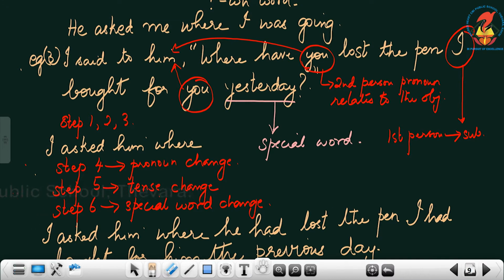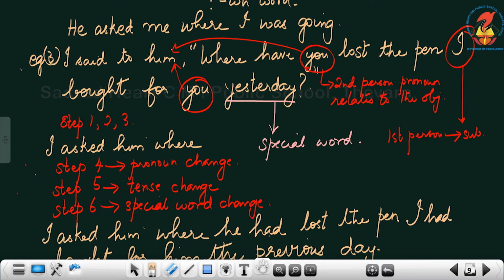And again another pronoun is coming. This you is again relating to your object. So now likewise, step by step, change it. So here you can say, I asked him where. Here you can strike it out and write, he lost the pen I bought for him yesterday. So you have done with your step number 4.